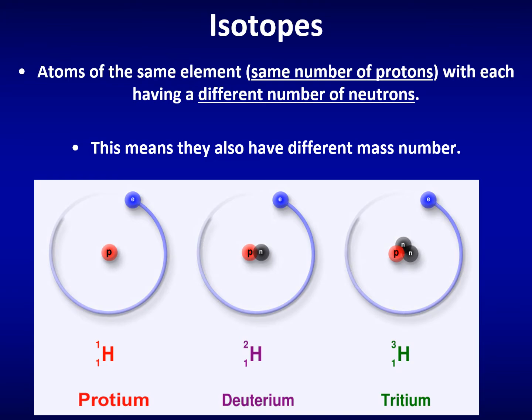That has 1 proton. Hydrogen 2 would be deuterium. It has 1 proton and 1 neutron. Still hydrogen because it has that 1 proton, but it has an extra neutron. Both of those are stable in nature.